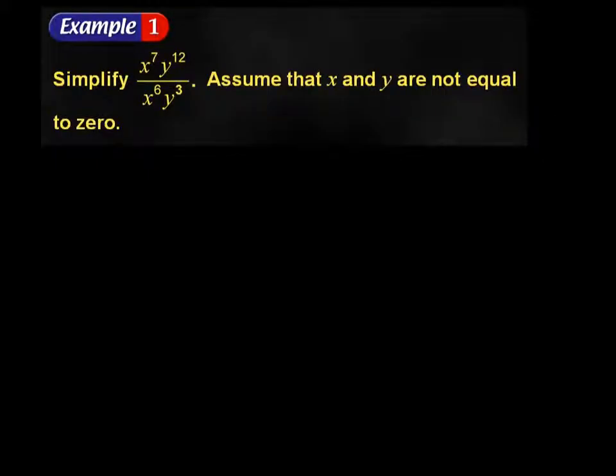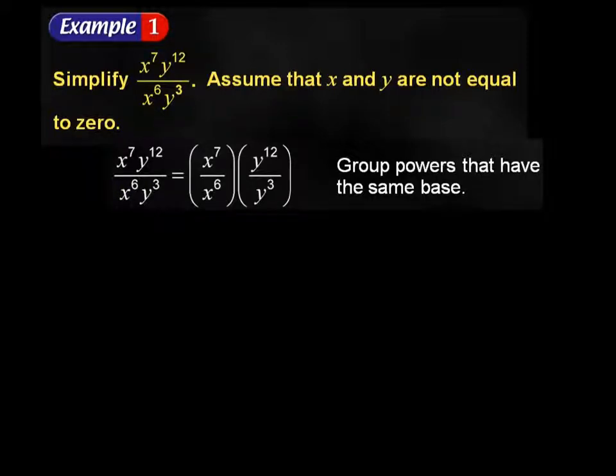If we want to simplify x to the 7th, y to the 12th over x to the 6th, y to the 3rd, first they tell us to assume that x and y are not equal to 0 because division by 0 is undefined, and that makes things uncomfortable, so we just assume that doesn't happen. We're going to use our quotient rule that we just learned. Power divided by power, subtract exponents. To make it really clear, they put the x's and y's together.